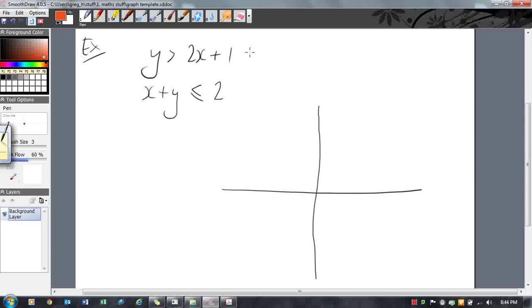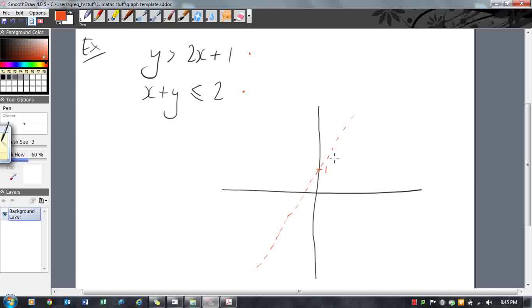So what we need to do is sketch this one and then sketch this one, and see where they overlap. Okay. So y equals 2x plus 1 we'll cross at 1 here, and let's go gradient of 2, so a rise of 2 and a run of 1. So it's going to look straight up like that. And it's greater than 2x plus 1, so it's not equal to, so it would be a dotted line. It's going to look something like that.